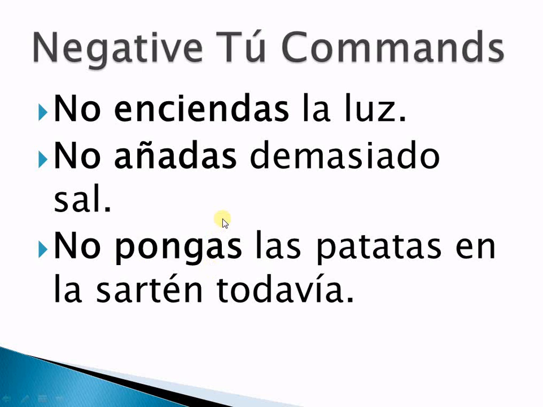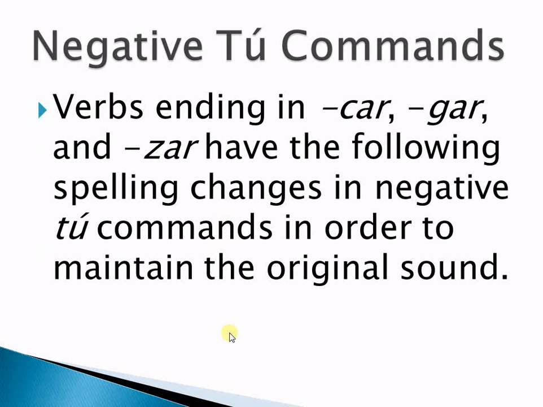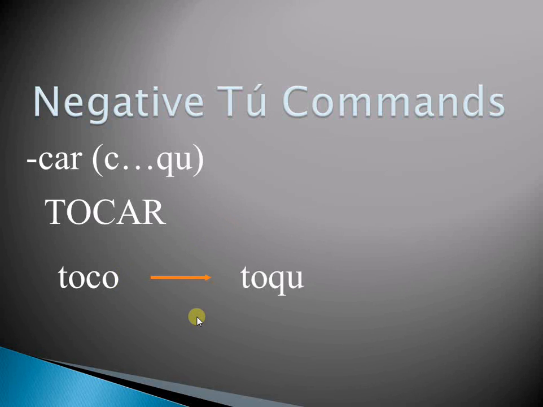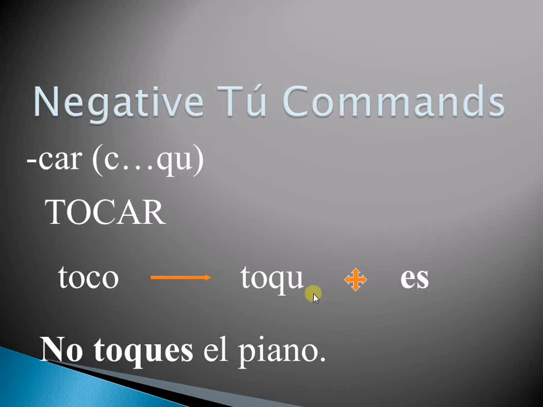Verbs ending CAR, GAR, and ZAR have the following spelling changes in the negative tú commands in order to maintain the original sound. Let's see. CAR you change to QU. Like tocar, you say toco, but because it's a CAR verb, you're going to say no toques. Okay? Because you change the C to QU. No toques.